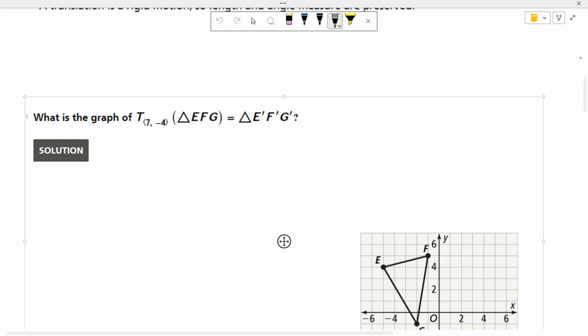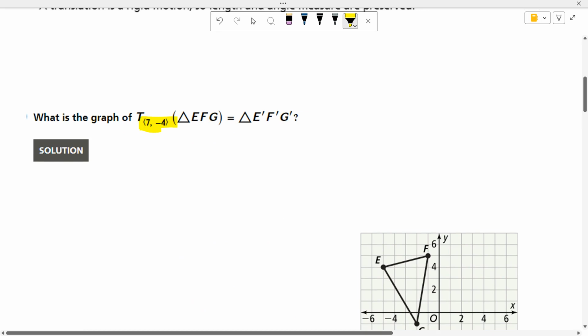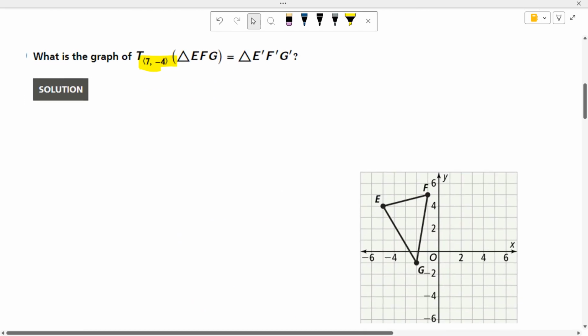So, when you do a translation, see how the numbers in the brackets are 7, -4. It's just like an ordered pair. The X is first and then the Y. So it's telling you move every point 7 to the right and 4 down.